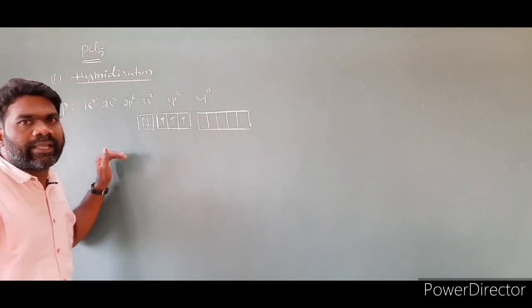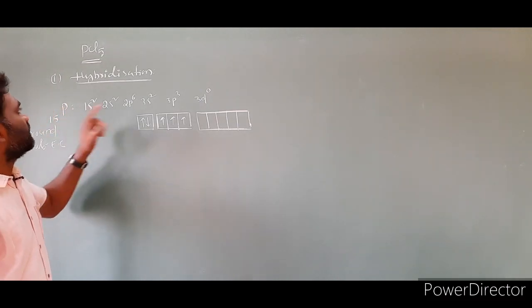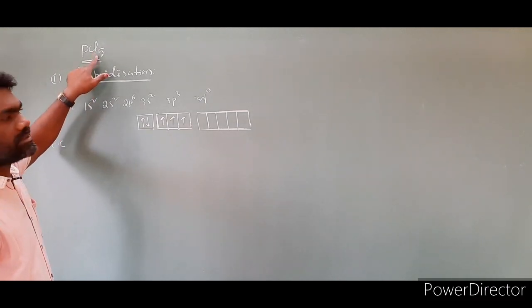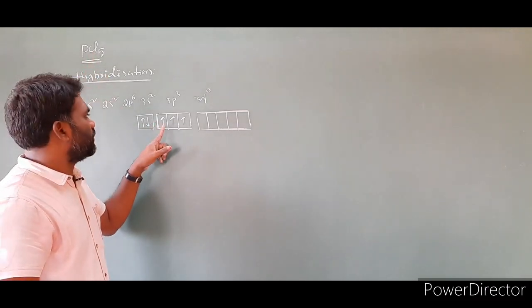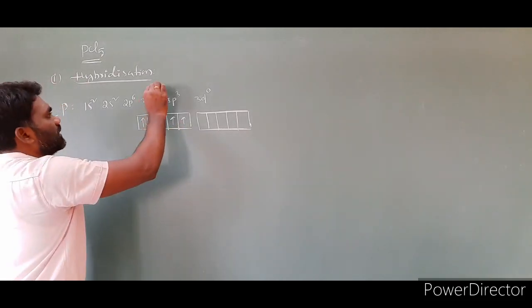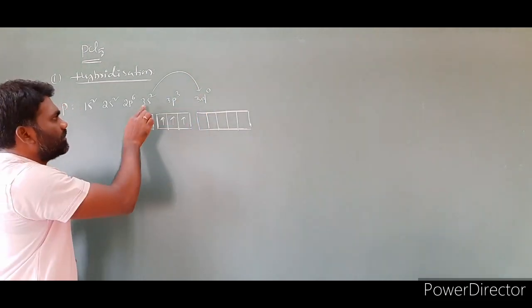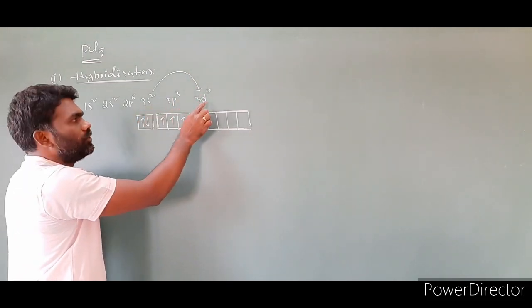Then we have to write the excited state electronic configuration for this phosphorus, because here 5 chlorines are there, but how many single electrons do we have? 1, 2, 3 only. So we require 5. So the electron present in the 3s2 orbital will be jumped to the 3d.